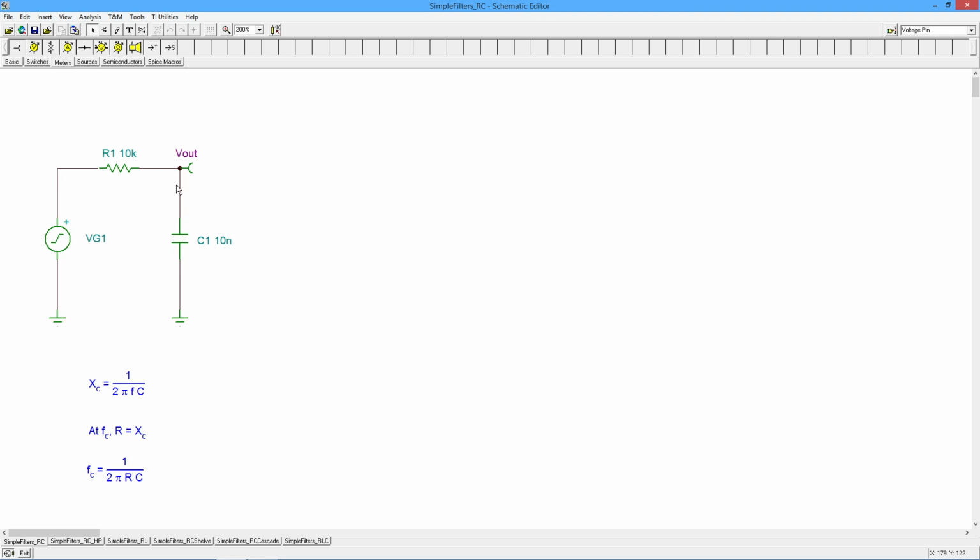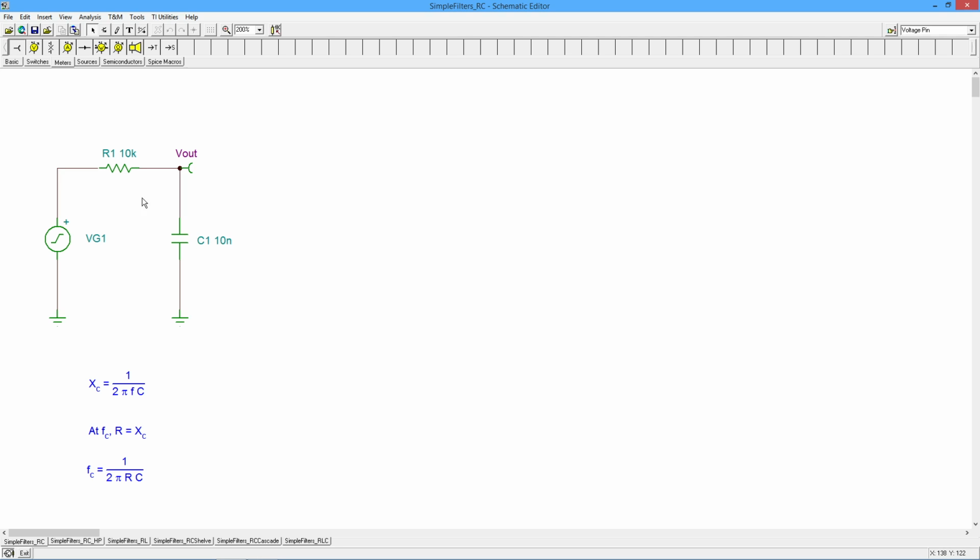Here we have a simple lag network. One resistor, one capacitor. Think of this as just a voltage divider. Now what ends up happening is at very low frequencies this cap opens up, and therefore as a voltage divider all of the generator gets to V out. On the other hand, at very high frequencies X sub C is very small. End result, huge divider effect, we get very little V out.